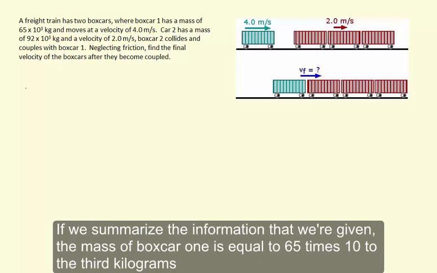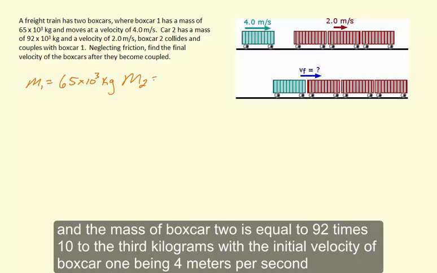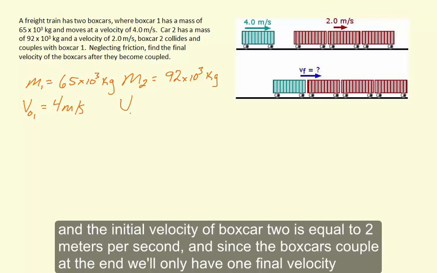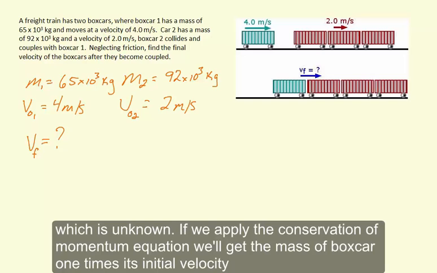If we summarize the information that we're given, the mass of boxcar 1 is equal to 65 times 10 to the third kilograms, and the mass of boxcar 2 is equal to 92 times 10 to the third kilograms, with the initial velocity of boxcar 1 being 4 meters per second and the initial velocity of boxcar 2 equal to 2 meters per second. And since the boxcars couple at the end, we'll only have one final velocity, which is unknown.